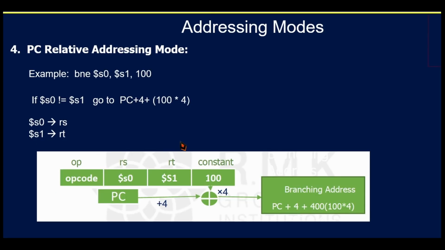Next type of addressing mode is PC relative addressing mode. PC means program counter, which will hold the address of the current instruction being executed.